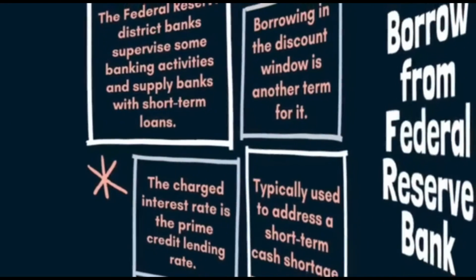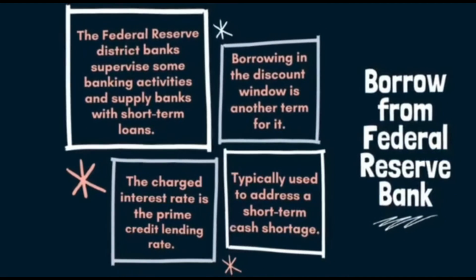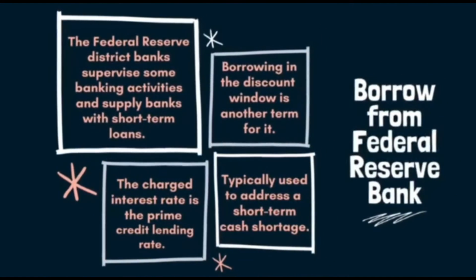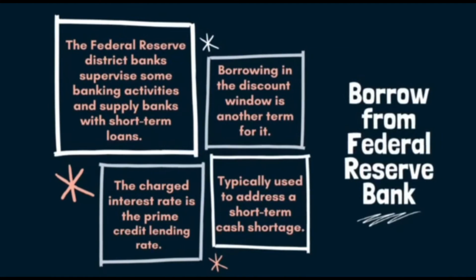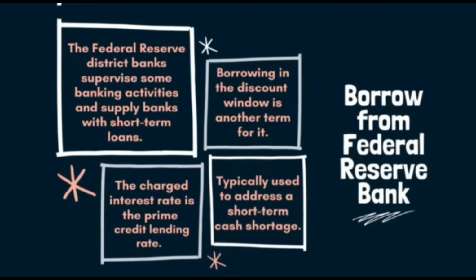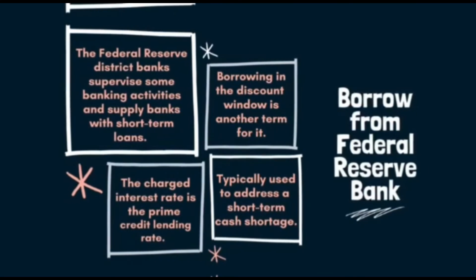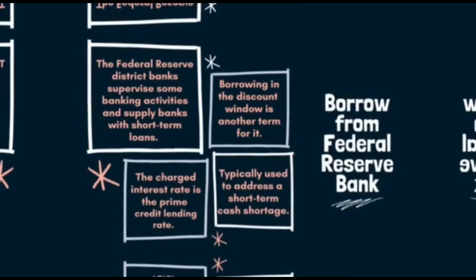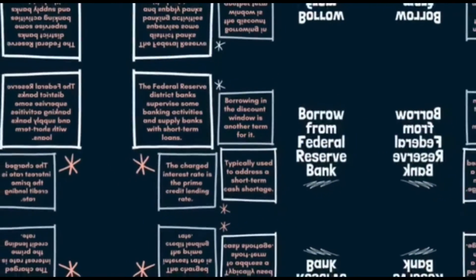Now, I will explain about borrowing from Federal Reserve Bank. There are four things that you must know. The first thing is the Federal Reserve District Bank supervises some banking activities and supplies banks with short-term loans. Second, the charged interest rate is the prime credit lending rate. Third, borrowing in the discount window is another term for it. And lastly, it is typically used to address a short-term cash shortage.